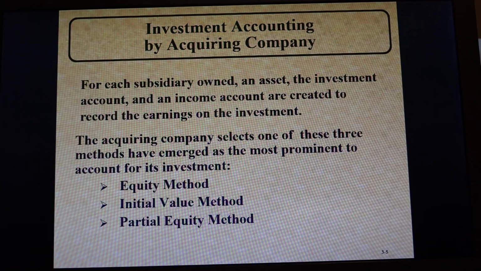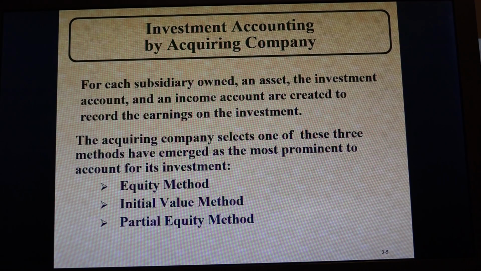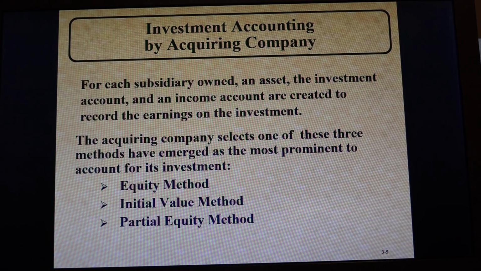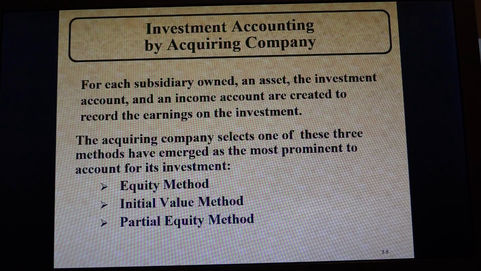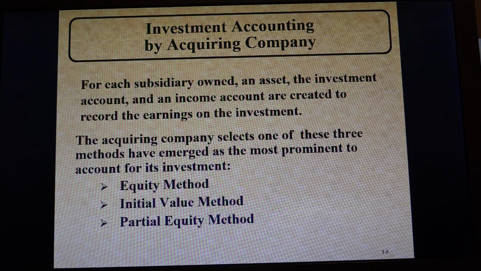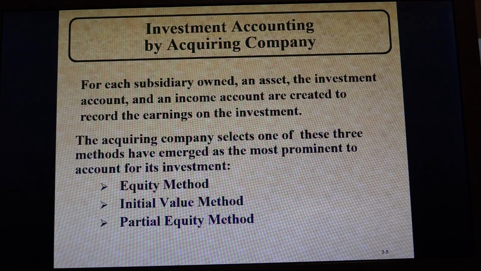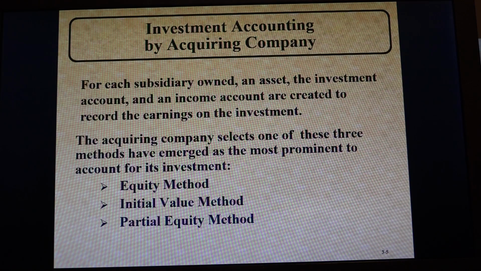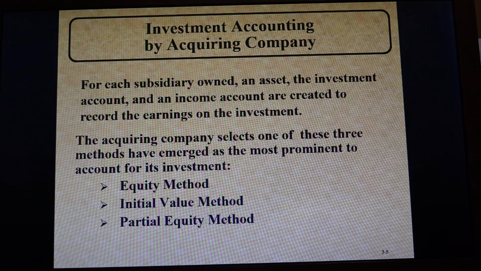Partial equity method, there the parent's going to recognize income accruing from the sub, and they're going to reduce their investment in the sub by any dividends declared, but they're not going to deal with any amortization or depreciation.